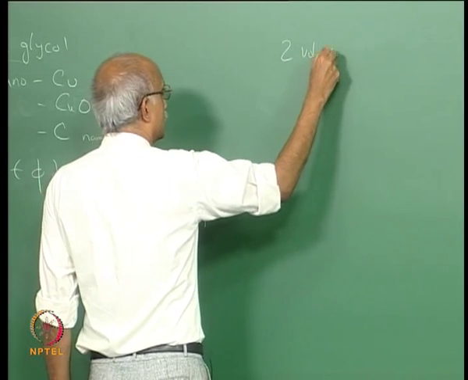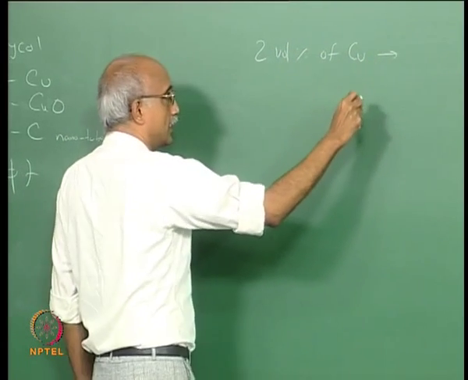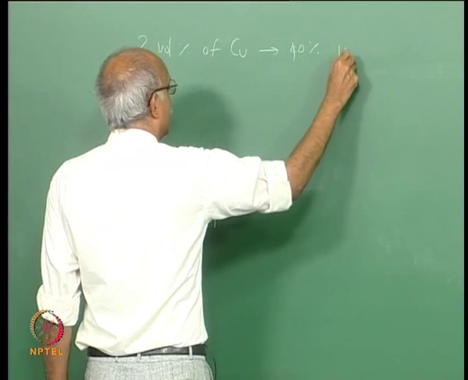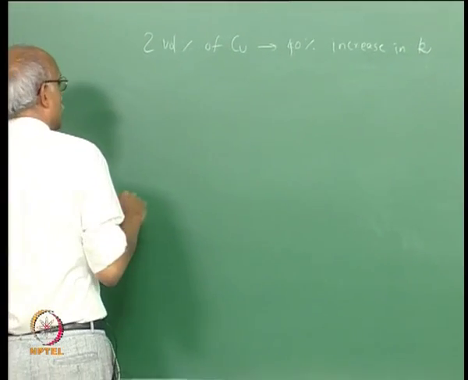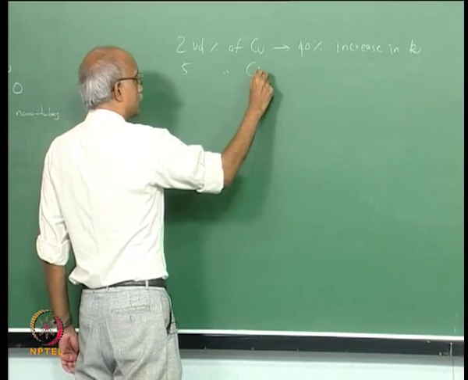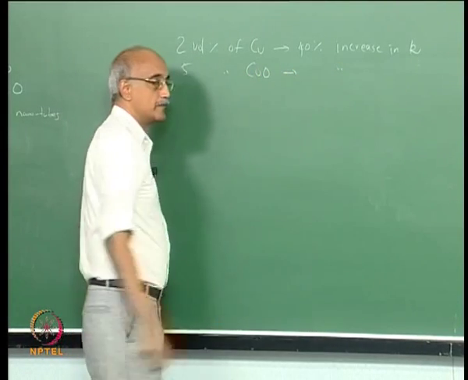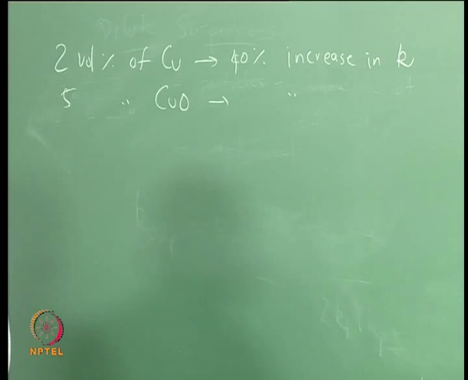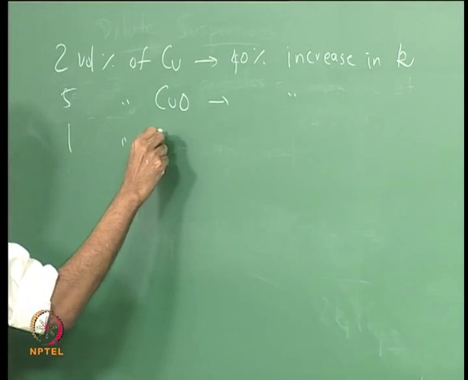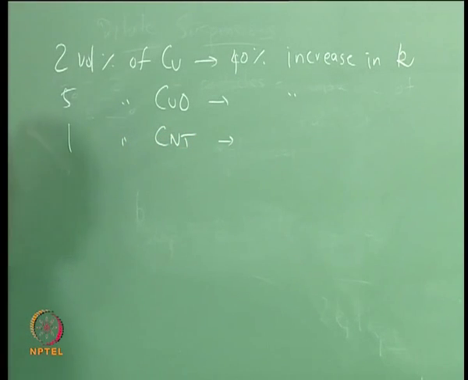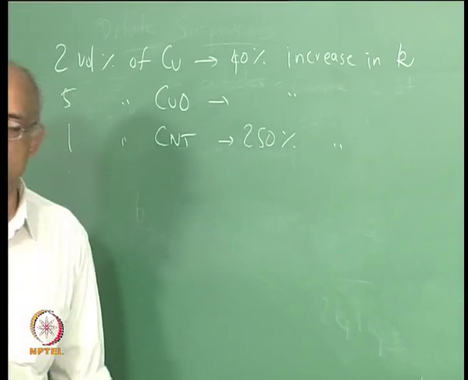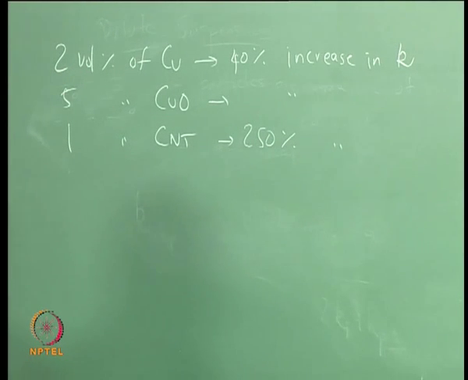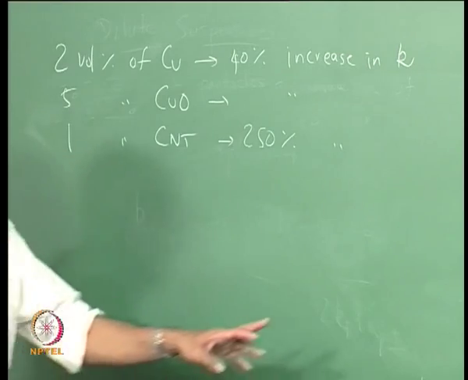And the interesting observation was that 2 volume percent of copper was enough to give a 40% increase in K, and roughly 5 volume percent of copper oxide was also able to give a 40% increase in the thermal conductivity. A 1% addition of carbon nanotube was enough to give 250% increase in thermal conductivity. Now, these data are fascinating because it violates this principle.